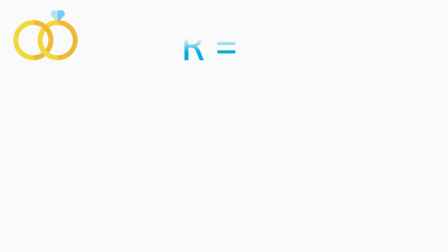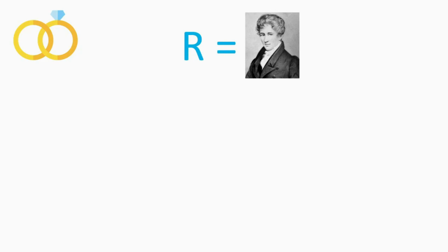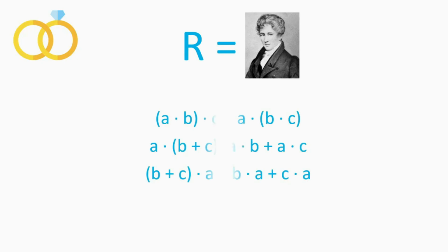A ring is a set R with addition and multiplication operations, such that R is an abelian group with respect to addition, and multiplication is associative and distributive with respect to the addition operation. As you can see, parenthesis A multiply B parenthesis multiply C is equal to A multiply parenthesis B multiply C. A multiply parenthesis B plus C is equal to A multiply B plus A multiply C. And the last one, parenthesis B plus C multiply A is equal to B multiply A plus C multiply A.